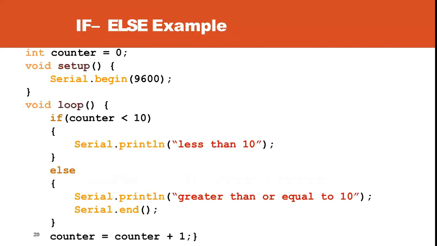The same counter example. So counter will start at 0. Serially we were communicating with the computer using 9600 serial communication. Then each time the counter will be checked. If it is less than 10, we'll print less than 10, else greater than or equal to 10. Once it reaches 10, we are ending the serial communication using Serial.end. So here all these messages will be printed on a computer that is connected to the Arduino board.